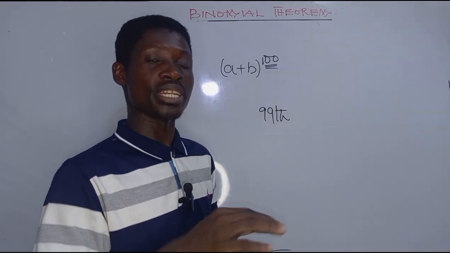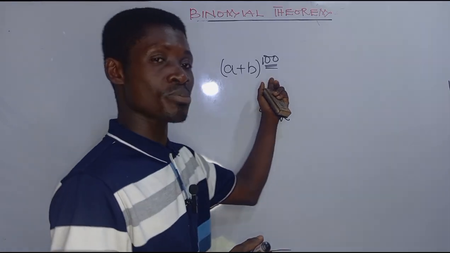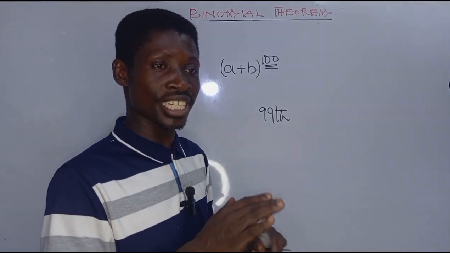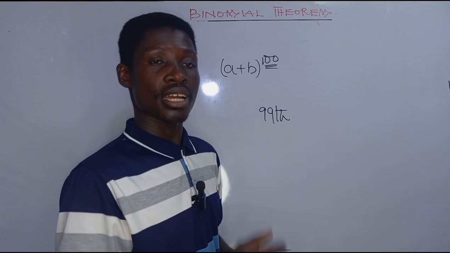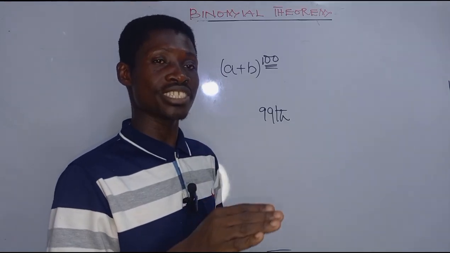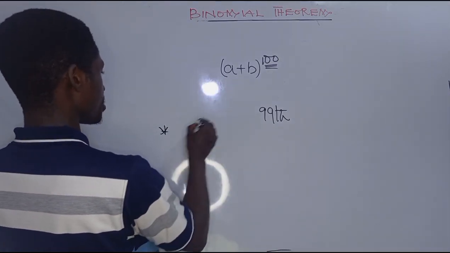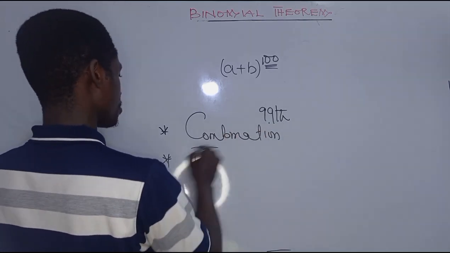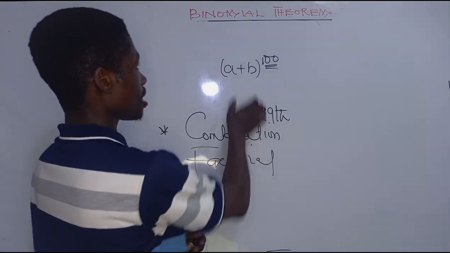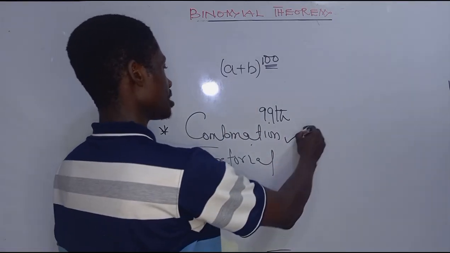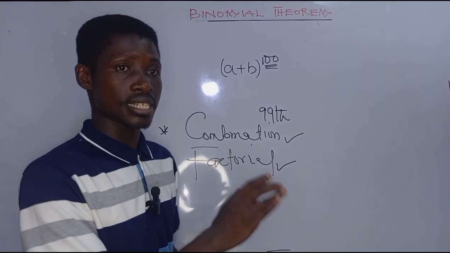If that is the case, then we need a more powerful method or approach that is going to help us to expand this binomial expression with ease without any stress at all. Then this calls for the binomial theorem. Under the binomial theorem, we shall be considering two methods, the combination method and then the factorial method. So let's start with the combination method.